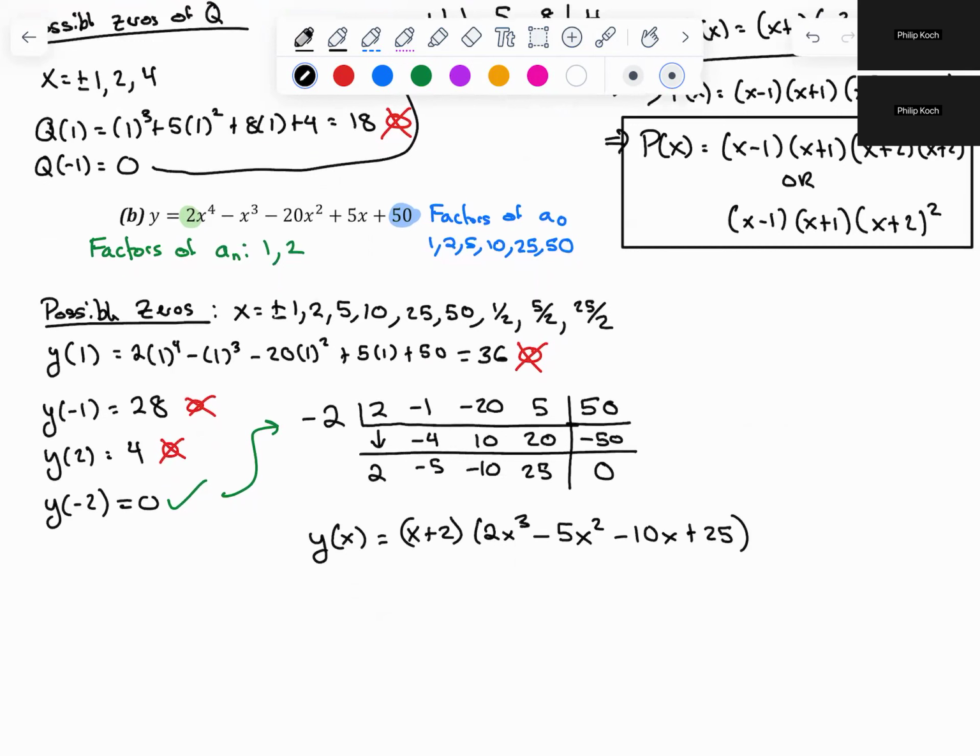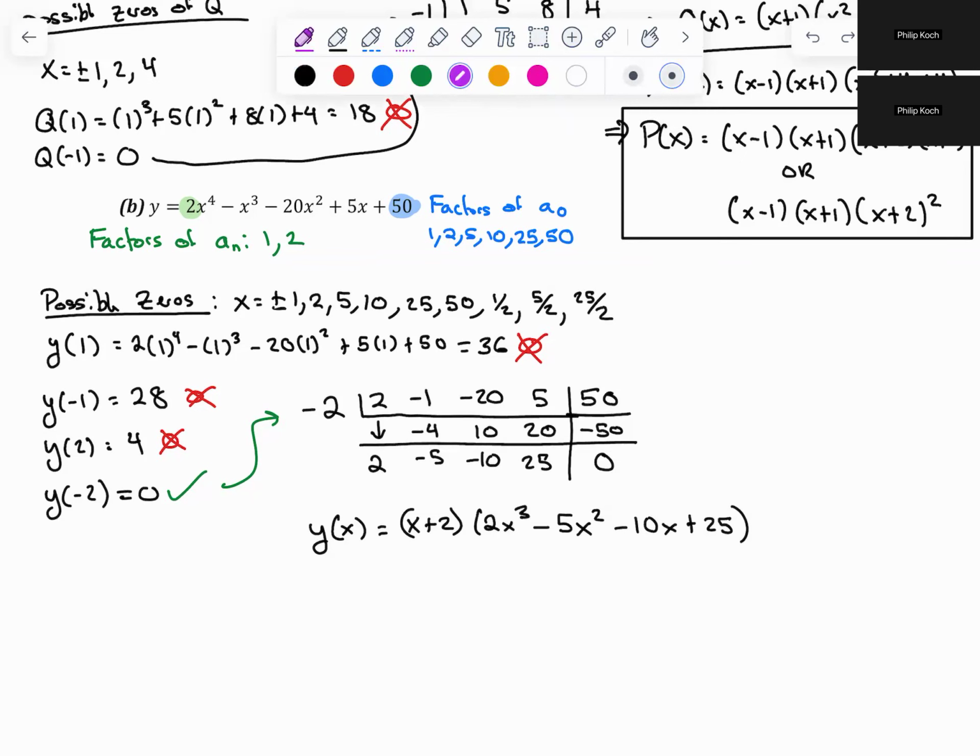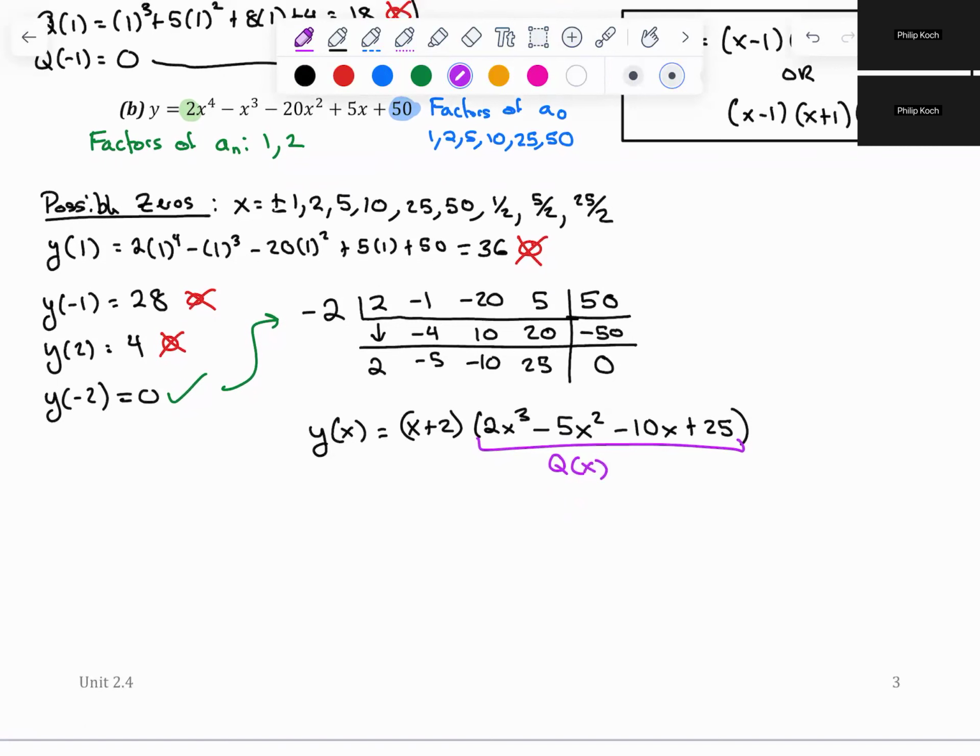All right. So we get x plus 2 times 2x cubed minus 5x squared minus 10x plus 25. Now, you might be clever and notice that you can factor by grouping. There is a way to factor this by grouping, splitting it right down the middle like we did way back when. You could do that, but who's to say that on an exam you're being that clever and thinking about that right now? So let's just use RZT again. Let's call this Q of x and do RZT on Q of x.